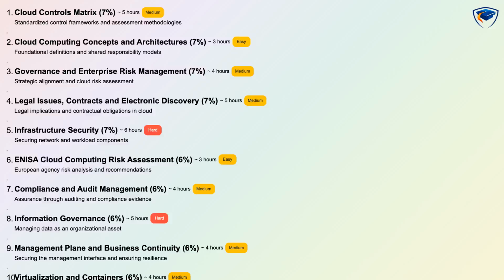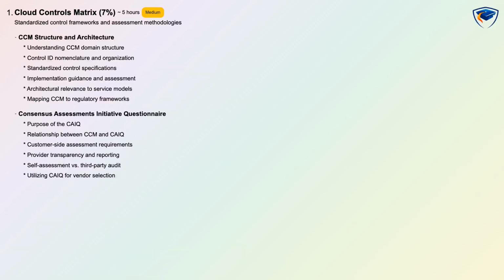Each domain lists difficulty, estimated learning hours and assessment type so you know whether questions will be conceptual, scenario-based, or both. Cloud Controls Matrix is weighted at 7%, marked medium difficulty with about 5 hours recommended, and assessed conceptually and with scenarios. You will learn the CCM structure and architecture, how control IDs are organized, and how CCM maps to regulatory frameworks. The domain also covers the Consensus Assessments Initiative Questionnaire, the CAIQ relationship to CCM, and how to use CAIQ for vendor selection and provider transparency.